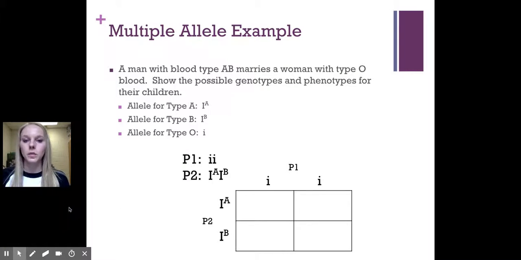Let's solve a multiple allele example. A man with blood type AB marries a woman with blood type O. Show the possible genotypes and phenotypes for their children. So parent 1, the mother, has 2 little i's for blood type O. If we look on the side, we see that the allele for type O is a little i. So we're going to carry the little i's down for parent 1.